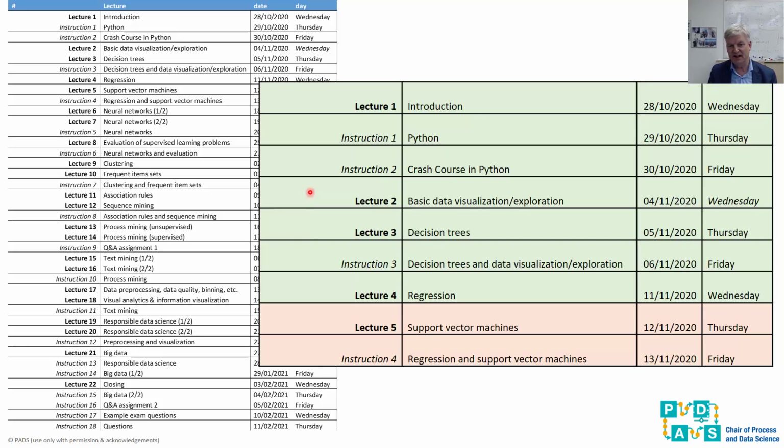This is showing where we are now. So we just covered the 4th lecture on regression. We will continue with support vector machines. After that we will talk more about neural networks, evaluation mechanisms, before we go into the world of unsupervised problems.